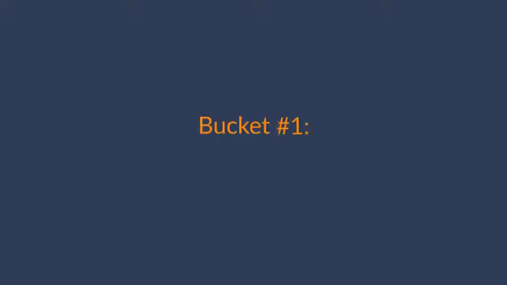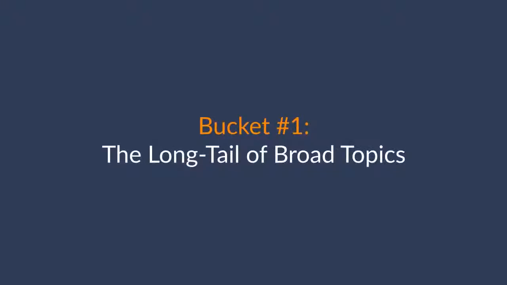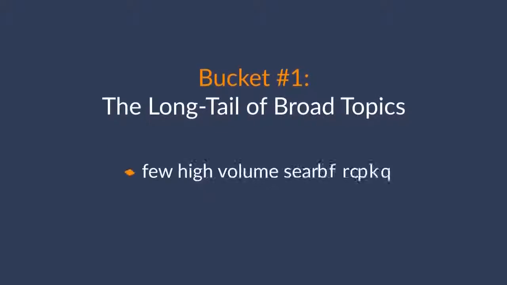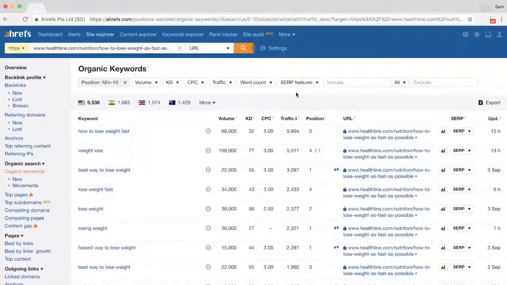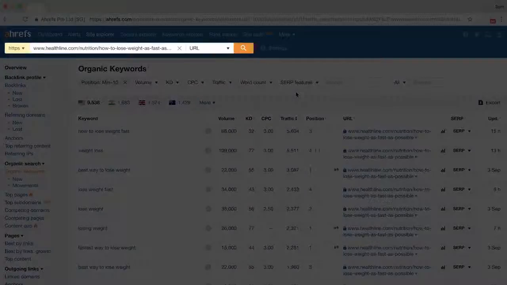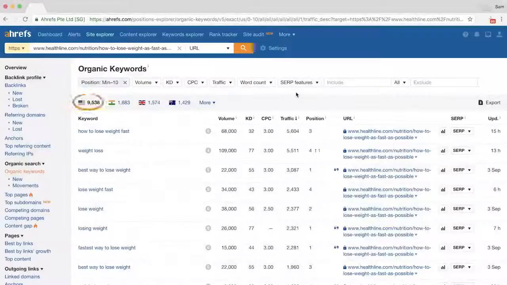Bucket 1 is called the long tail of broad topics, and these tend to have a few high volume search terms and a ton of long tail variations. So the search query "how to lose weight" is the perfect example. If you look at the keyword rankings for Healthline's weight loss article, you'll see that they have around 9,500 keyword rankings in the US that rank in a top 10 position in Google.